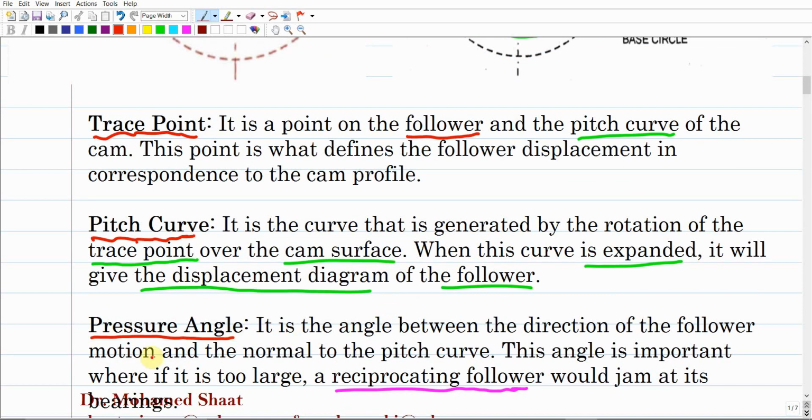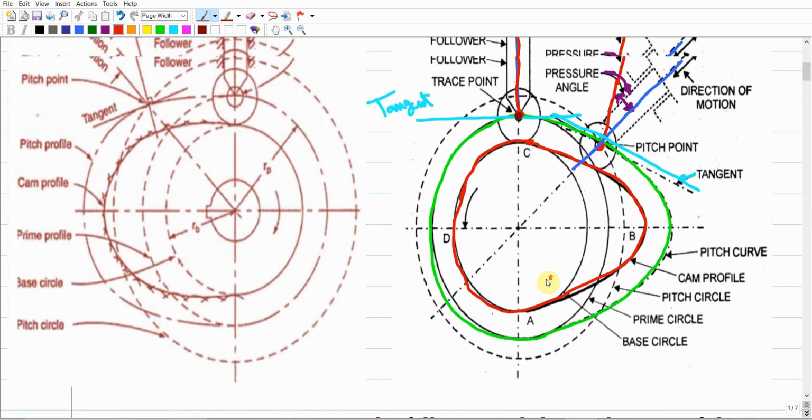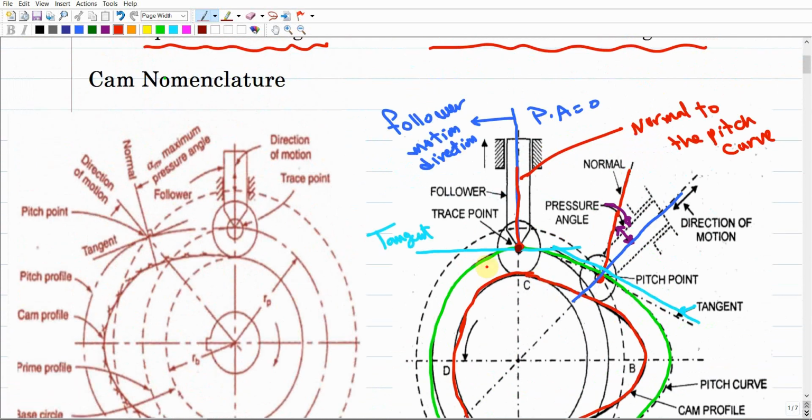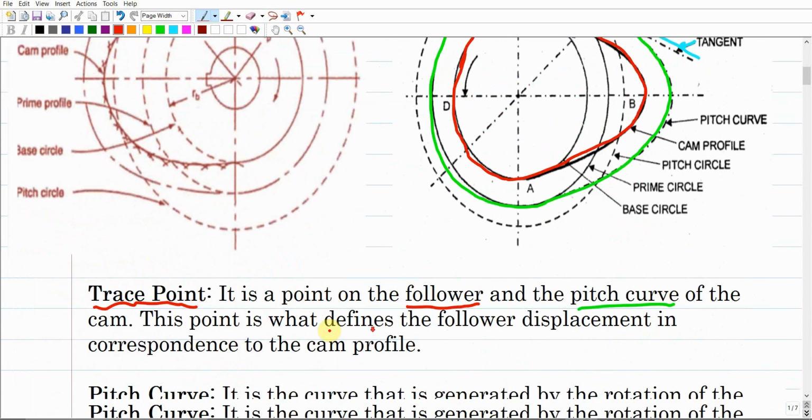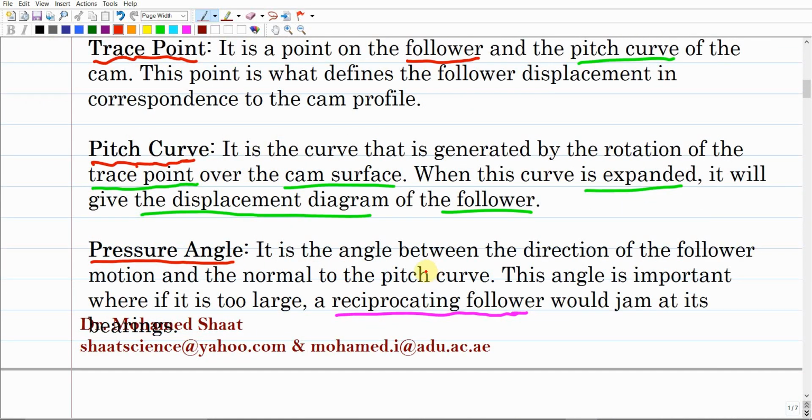Now let us move to something else that we're going to call the pressure angle. It is important to know what the pressure angle means. Simply, as already written here in the definition, the pressure angle is the angle between the direction of the follower motion and the normal to the pitch curve. Any angle should be between two different lines, right? So we have two lines here.